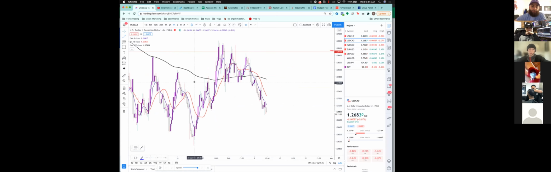Let's hit the 4-hour real quick and take a look at what's going on here. I'm going to take off this, take off this, and clean this up a little bit. Clearly this level broke. I'm not even going to look that far left. Clearly we're in a downtrend.